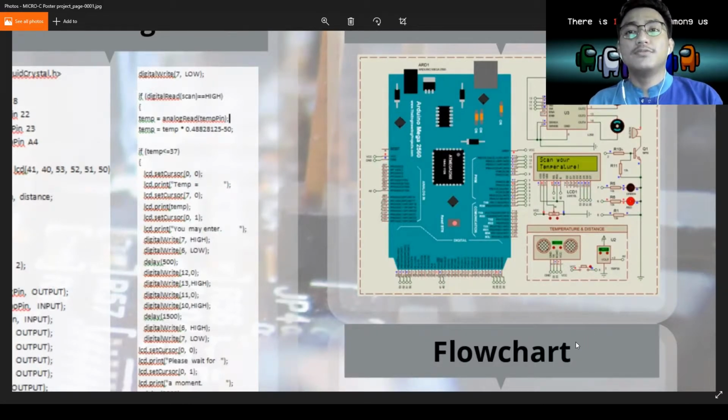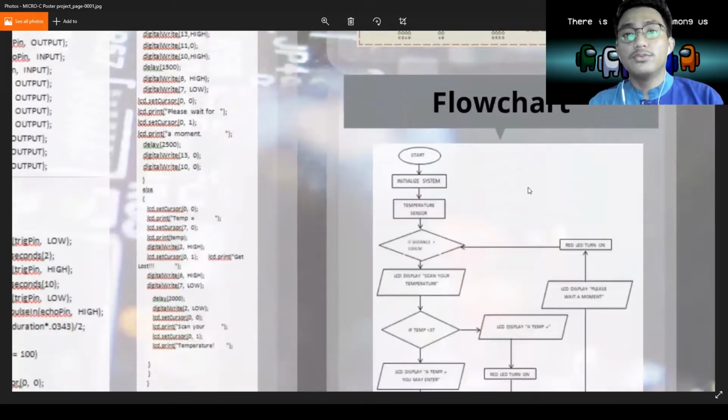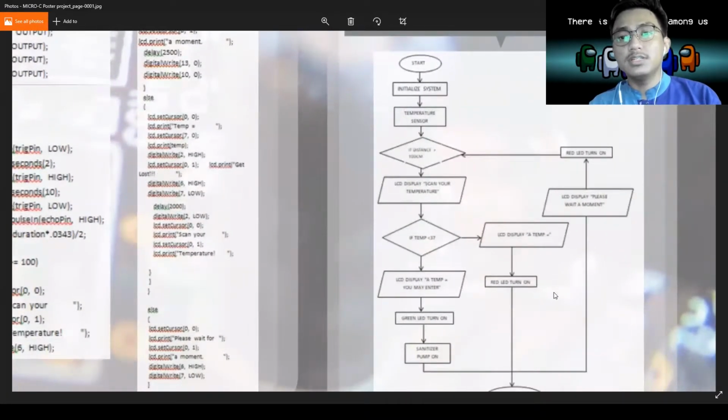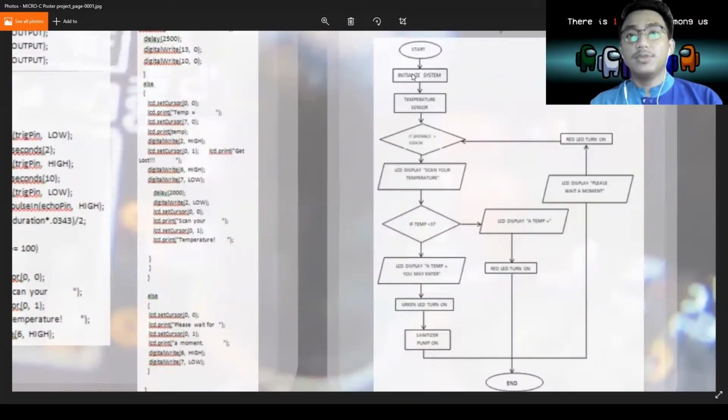So I will explain briefly about the flow of the system. So this is our flow chart. We start with initializing the system. Then the first person goes through the temperature sensor to detect the temperature of the person, and then we have to check the distance between the first and the second person. If the distance is 1 meter apart, then the LCD will display your temperature, and also if the temperature is less than 37, then the LCD will also display you may enter.